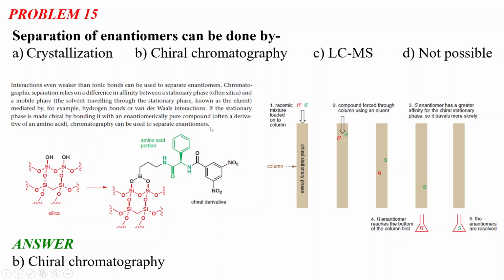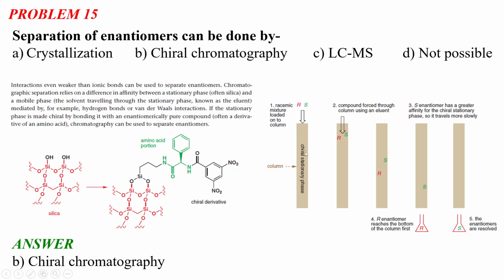Okay, so this is normal silica, as you can see. For a normal compound which is not chiral, where we don't need to separate enantiomers, we use this normal silica. But if there is a need for the separation of chiral compounds, like R enantiomer and S enantiomer, from the column, then we need to modify this silica. We have to make this silica chiral. Since the silica is achiral, we use an enantiomerically pure compound, often a derivative of an amino acid like this, which is used to make the silica chiral here.